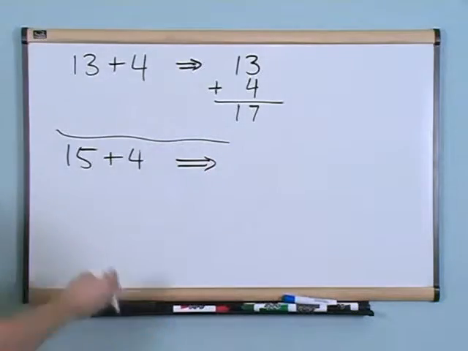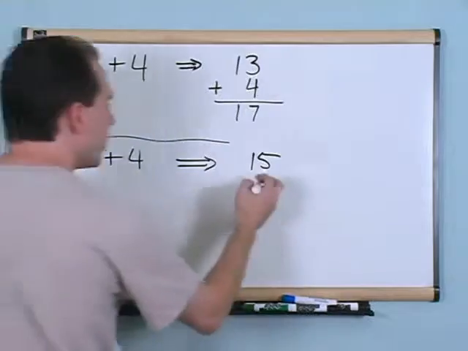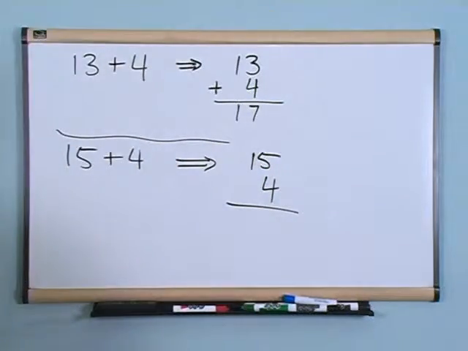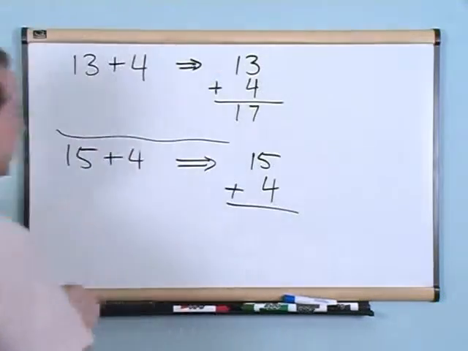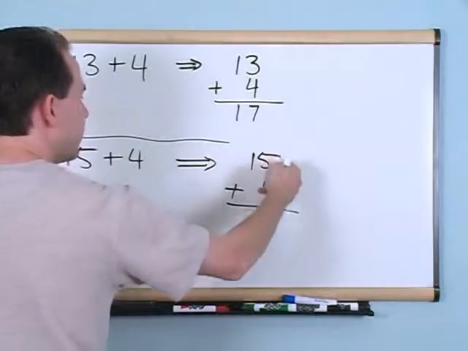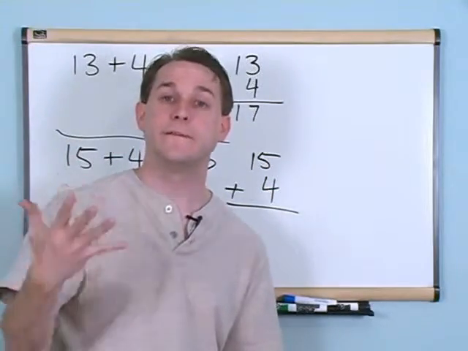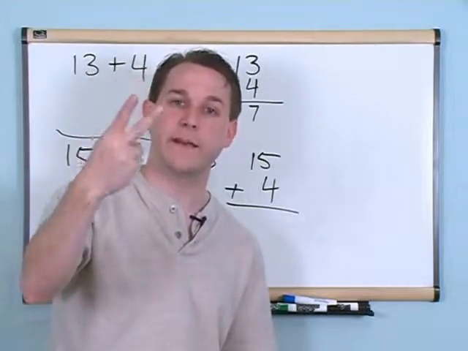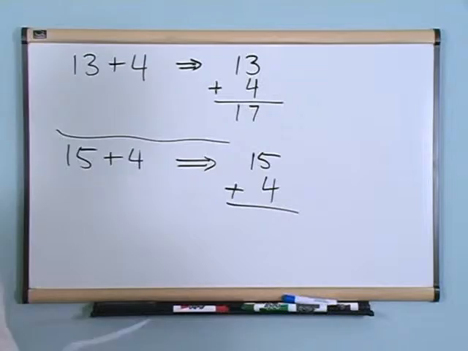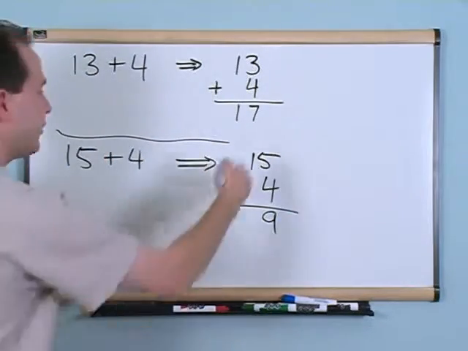15 plus 4. What's the first thing you do? You write the bigger number on top, you write the smaller number on the bottom, and push it to the right so it lines up on the right. Okay? And you have to have your plus sign, okay? And we're going to start in the right-hand column. 5 plus 4, you can do that either in your head or you can do that on your fingers. 5, 6, 7, 8, 9. So 5 plus 4 gives you 9, and you're done with that column.